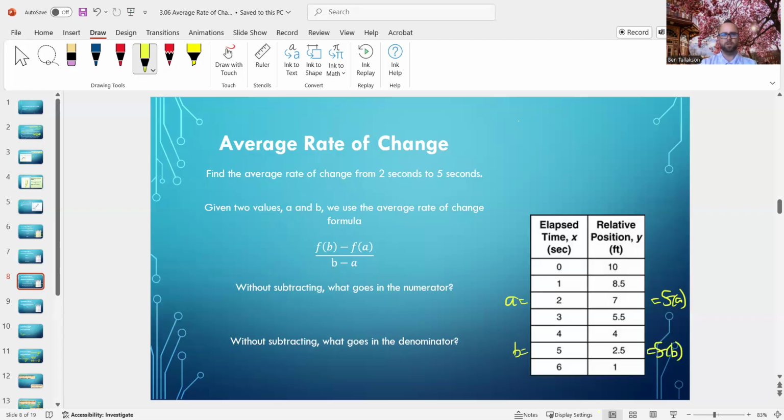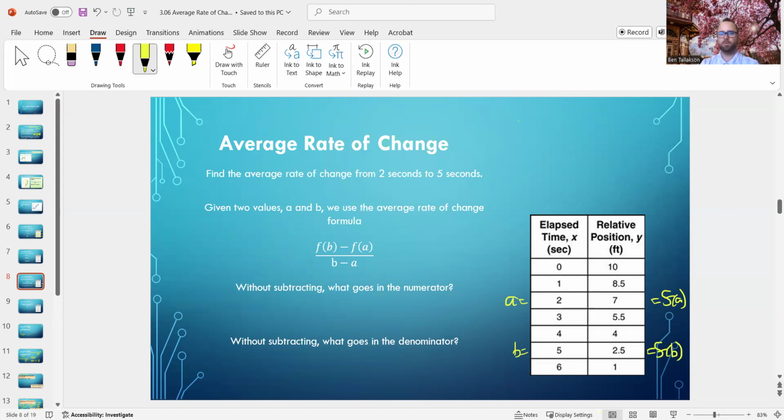Okay, great. Look at the formula. Notice B comes before A. B comes before A. It is not alphabetical. It's actually reversed. That's one of the most common mistakes. So make sure you write this down, work with it, practice, memorize.